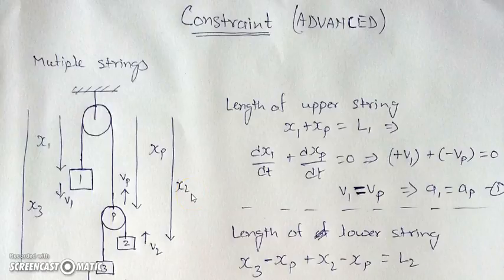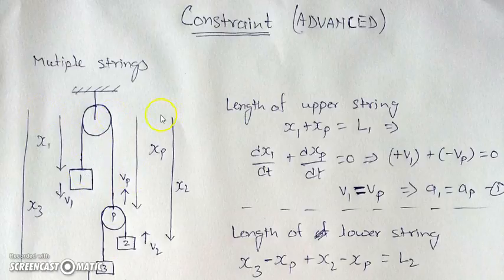In this video, we'll be discussing constraints again, but these constraints will be slightly difficult. So this is an advanced video, and you must have watched the constraint basic video before watching this video. Okay, so in this first example, there are two strings. One string is with blocks 2 and 3, and the second string is with block 1.